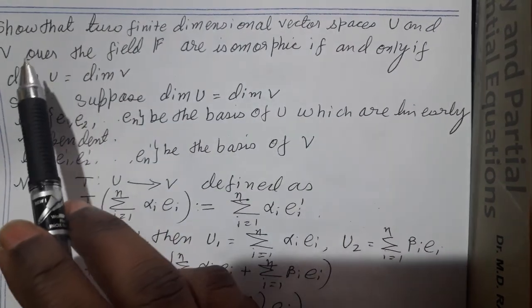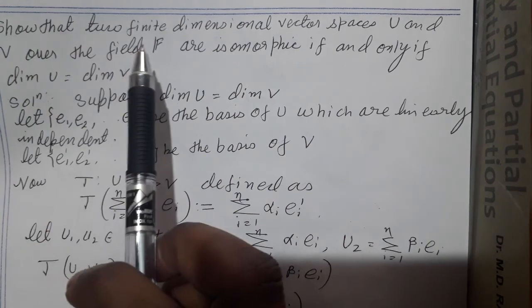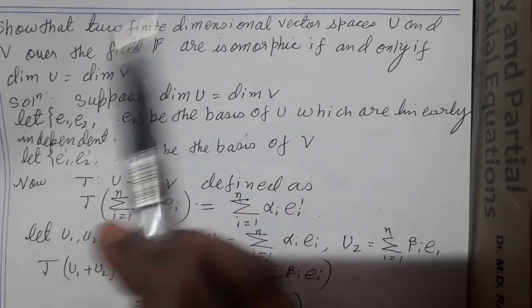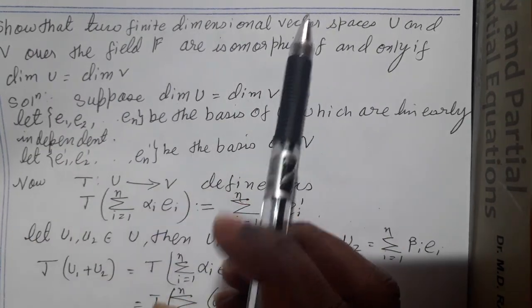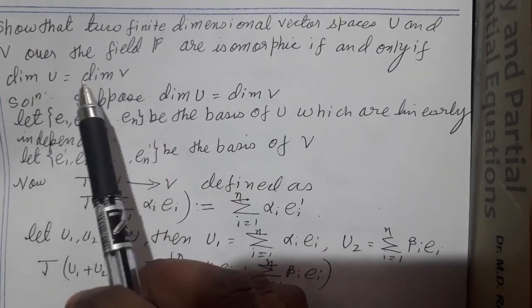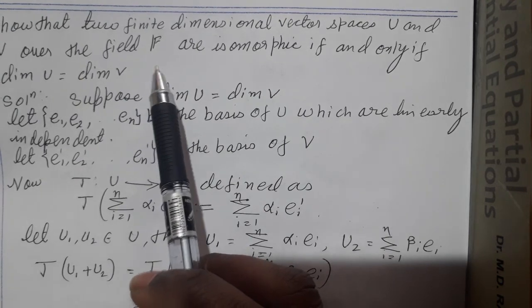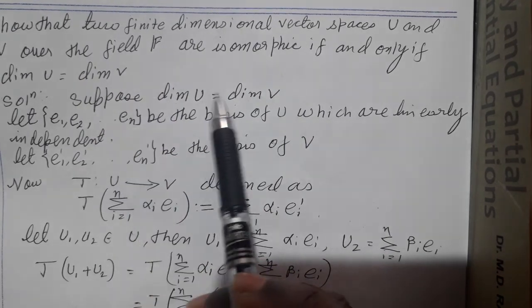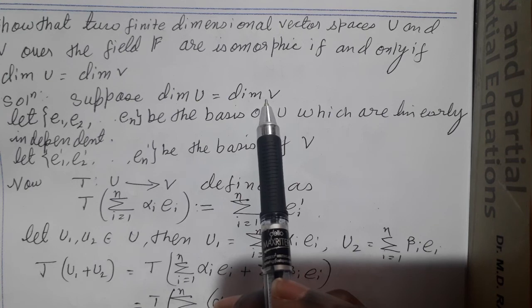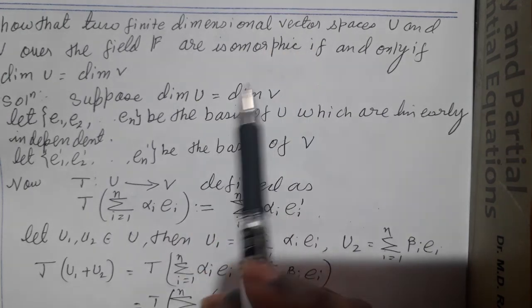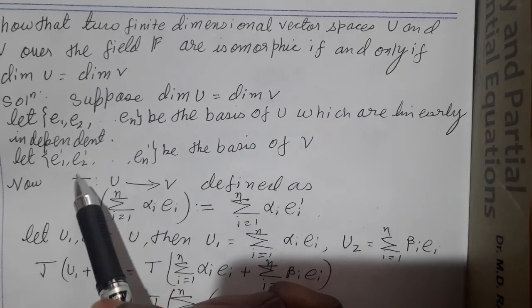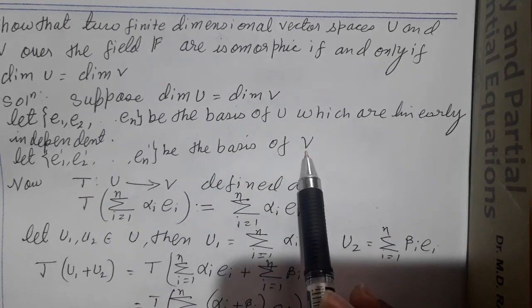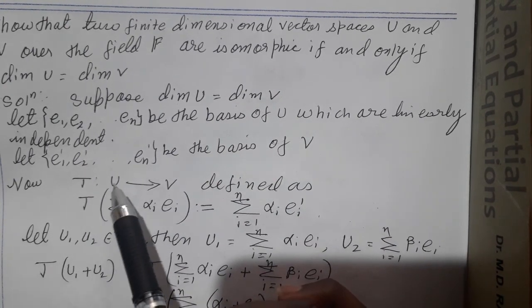In this question, we are going to show that two finite dimensional vector spaces U and V over the field are isomorphic if and only if the dimension of U is equal to the dimension of V. Okay. So suppose I take the dimension of U equal to the dimension of V, I will try to show that they are isomorphic. So I take this as the basis of U, which are linearly independent, and this as the basis of V. So we try to define a mapping from U to V, defined as this.